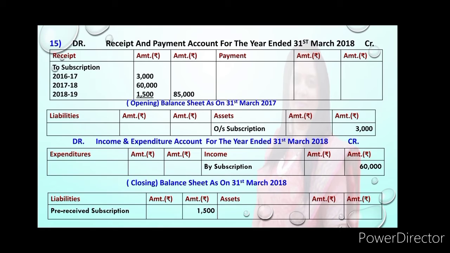2016-17, 3,000. This amount is received in the current year. This amount is received because last year it was outstanding, and therefore it is received in the current year. So for 2016-17, the amount will be recorded in the opening balance sheet, asset side, and there you have to record outstanding subscription 3,000 rupees.